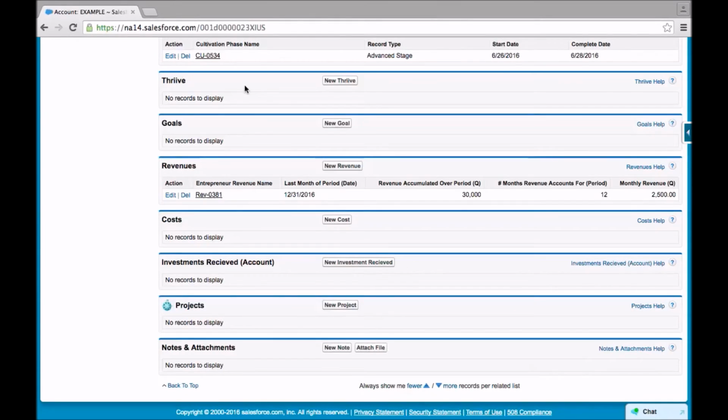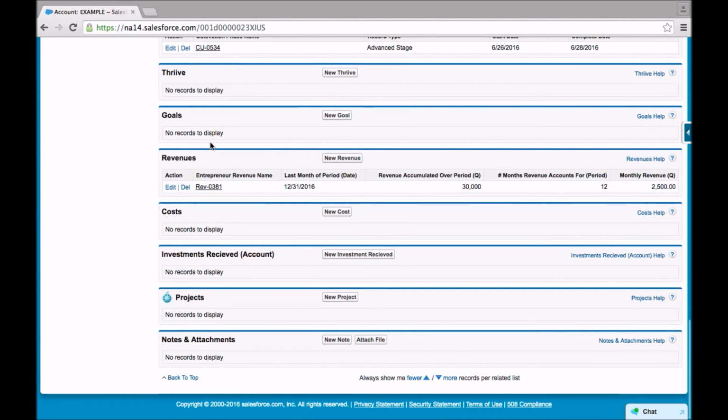If they applied in 2015, 2016, and then later want to apply again in 2017, we can have 3 separate records displayed. Goals: this just allows us to enter goals for the business and to check whether or not they have accomplished those goals. And like I mentioned above, the information gets updated automatically, but that information has to be entered here in the revenue section, or the investments received section, or the cost section.